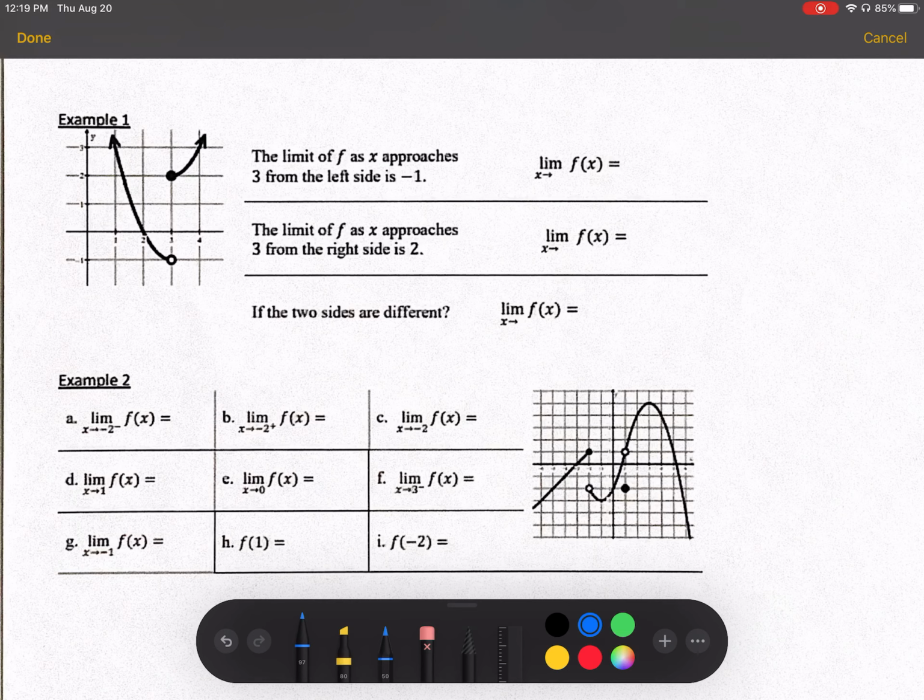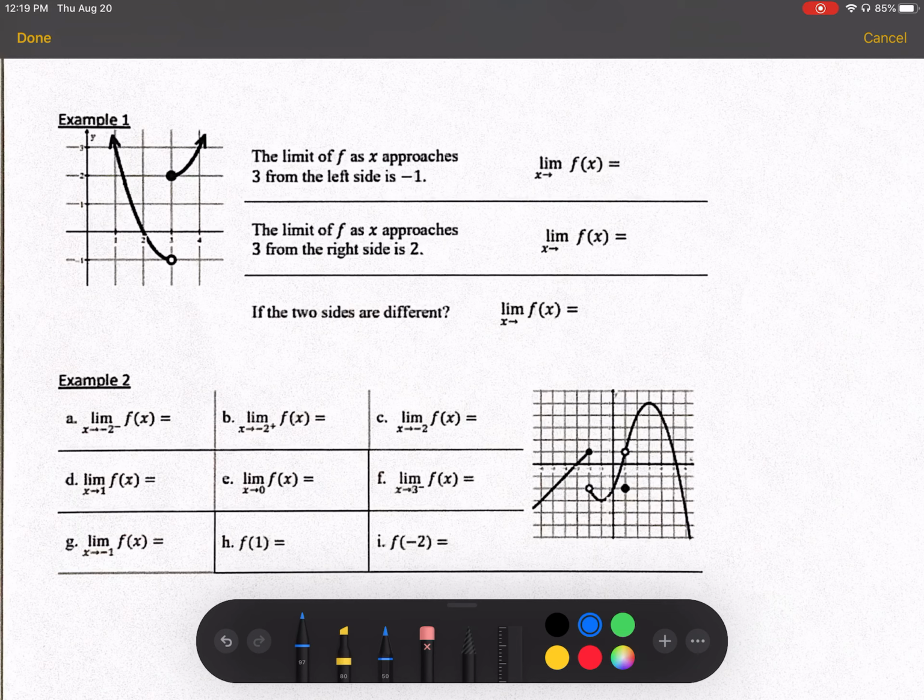The next thing: not only do we need to be able to evaluate a limit itself, but we also need to be able to look at limits from individual sides. So from the left side and from the right side. We'll talk about that a lot.